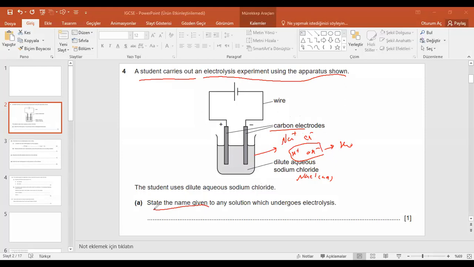State the name given to any solution which undergoes electrolysis. So this is the simple definition of electrolyte. But let's move to the next question.